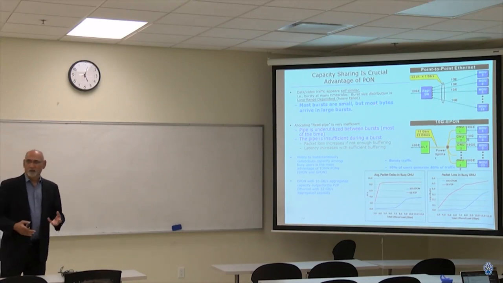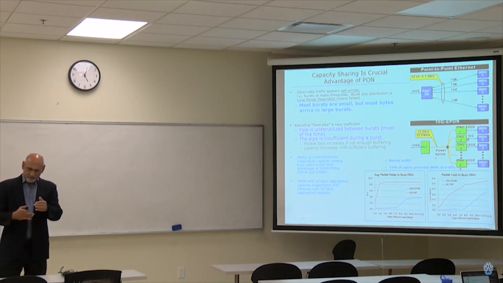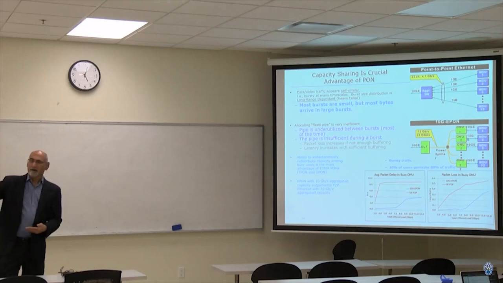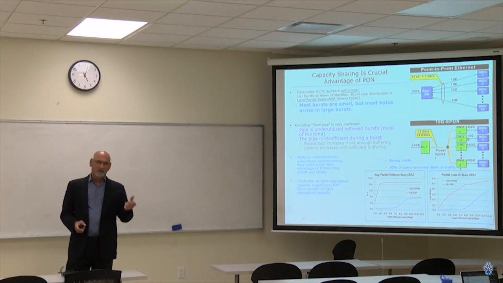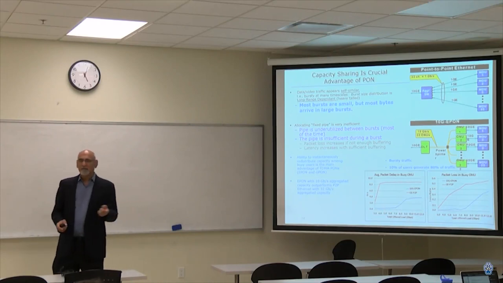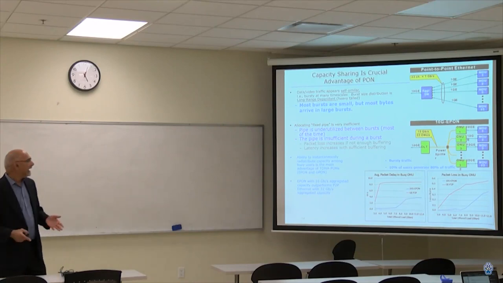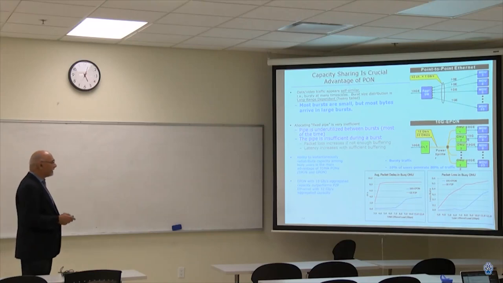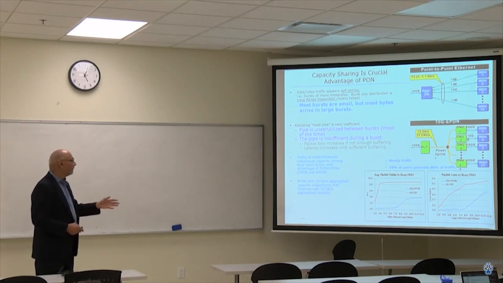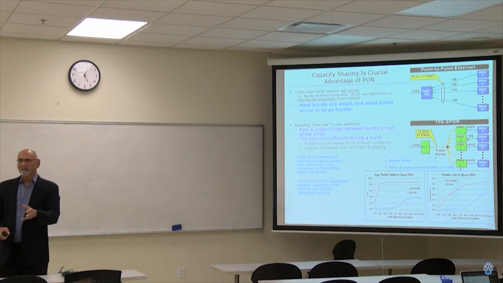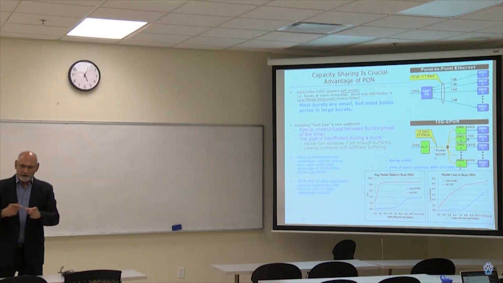But most of the bytes arrive in large bursts, right? It's kind of weird that you have small bursts, but when a burst comes, it comes with a very large thing. So if you had a fixed pipe, it becomes very inefficient because two things are happening: the pipe is underutilized between the bursts, and the pipe is insufficient during a burst. What makes PON attractive is the ability to instantaneously redistribute capacity between the bursts, and that's the main advantage of all the TDMA-based upstream, because you can very quickly move things around.